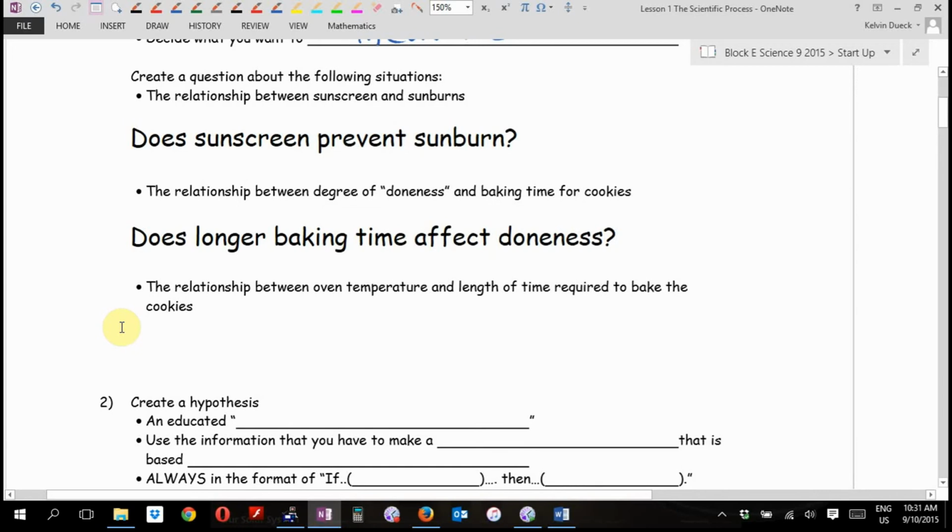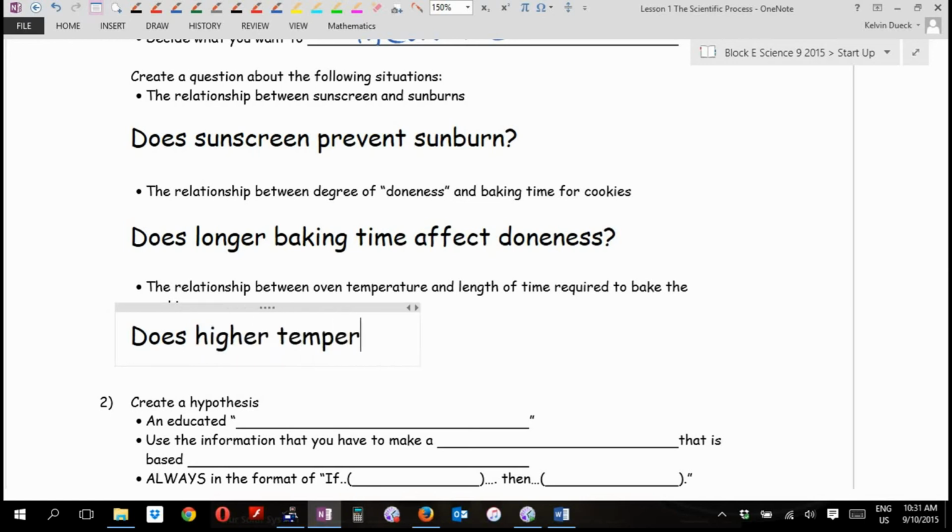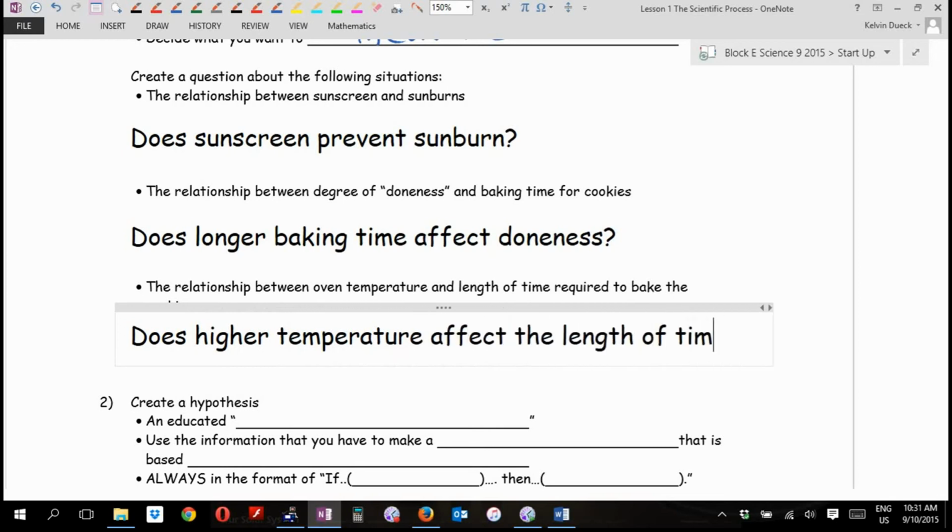In fact, maybe I anticipated you. The next one says the relationship between oven temperature and length of time required to bake the cookies. Hey, does higher, it's length of time. Yeah, so it does, sure, higher temperature affect the length of time.